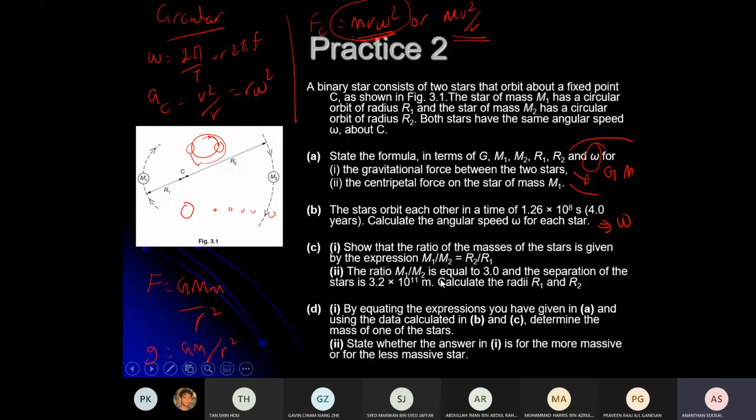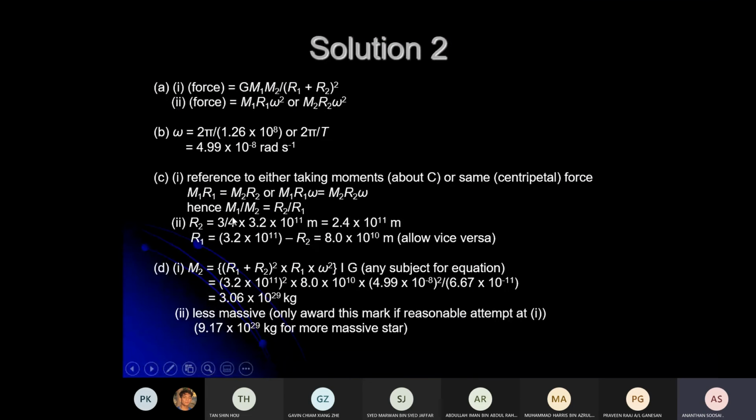The ratio of M1 to M2 is equal to 3, and the separation of the stars is this much. Calculate the radii R1 and R2. M1 and M2, they give already, 3. Now they want to calculate R1 and R2. So how do you calculate R1 and R2? Now you need to bring in the gravitational force. So C1, C2. This is R1. So R1 is this much minus, so you get the answer.